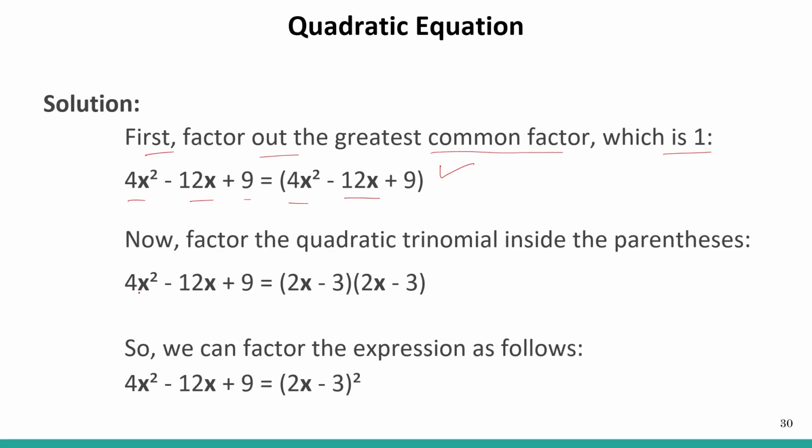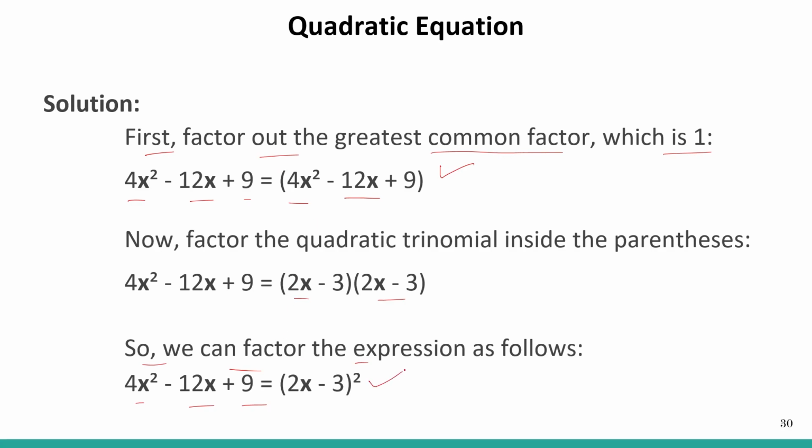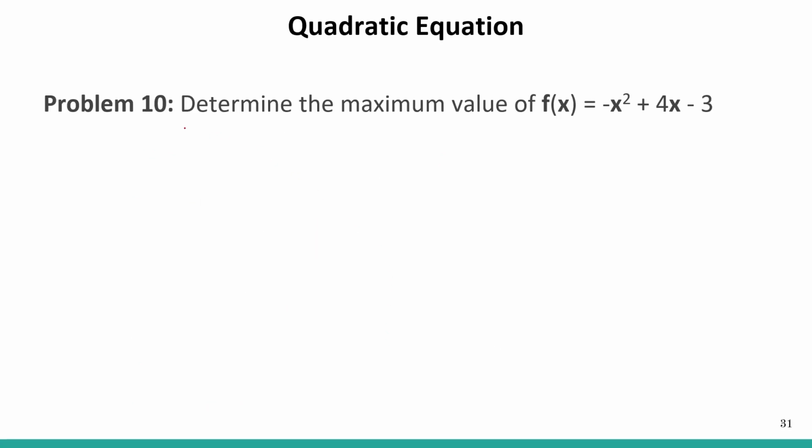By taking common. So we can write this as 4x square minus 12x plus 9. So this can also be written as what? 4x square minus 4x. So what we can write here is, in terms of factors, 2x minus 3 into 2x minus 3, right? So we can find the factorization of the expression: 4x square minus 12x plus 9 is equal to 2x minus 3 whole square. Okay, so this is the factorization. Okay, so let's see problem number 10.